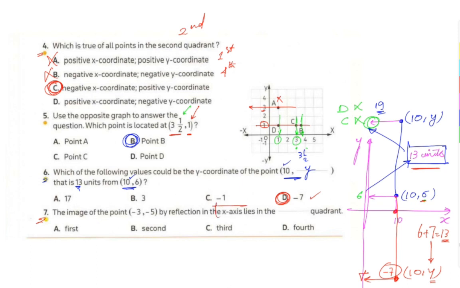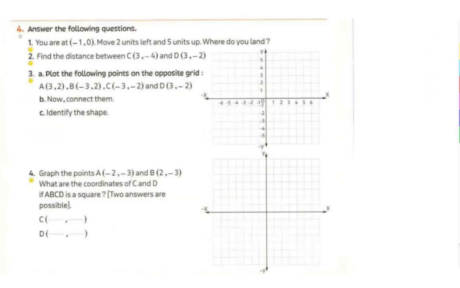Point 7. The image of the point (-3, -5) by reflection in the x-axis. Reflection in the x-axis, the same x, and a different y, which will be 5. So the point is (-3, 5). Which quadrant? Negative x, positive y. That's the second quadrant. Let's continue.